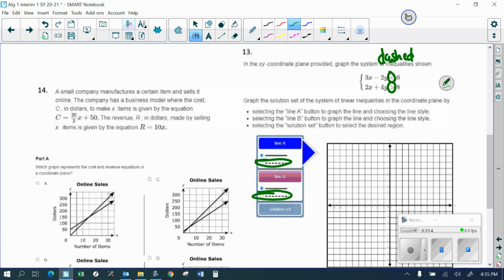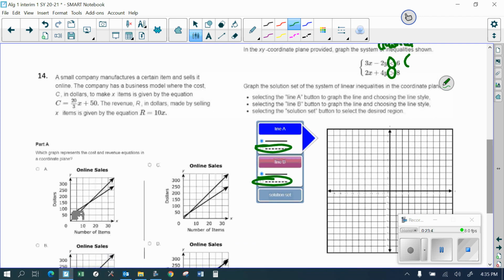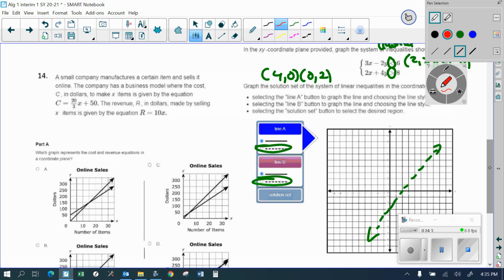Let me go ahead and graph the line itself first. So here we have x-intercept is (2, 0). Y-intercept is when x is 0, and you get negative 3. So (2, 0) and (0, negative 3). And remember that's going to be dashed like that. And here, x-intercept is 4, and y-intercept is 2. Let's change the color. (4, 0) and (0, 2). And it's going to be dashed. You just pick the dash there.